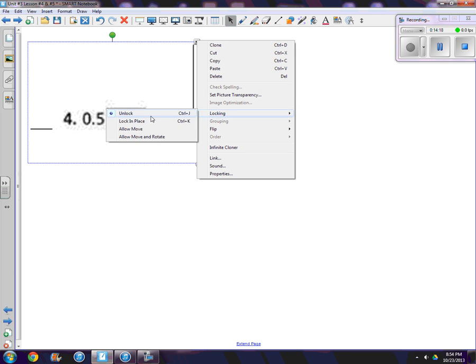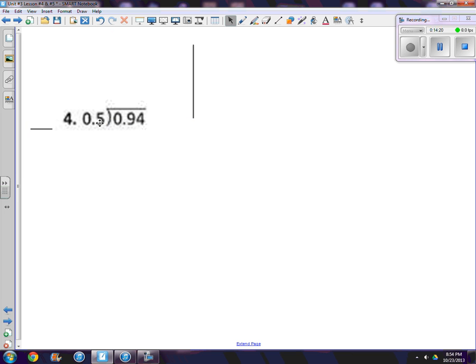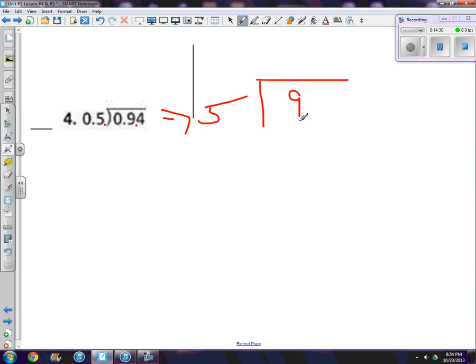All right, lock in place. All right, so here we have 0.5 into 0.94. The first thing you got to do is you got to move your decimal over, so it's really 5 into 9.4. Okay, first thing I do is I bring my decimal up so I don't forget.